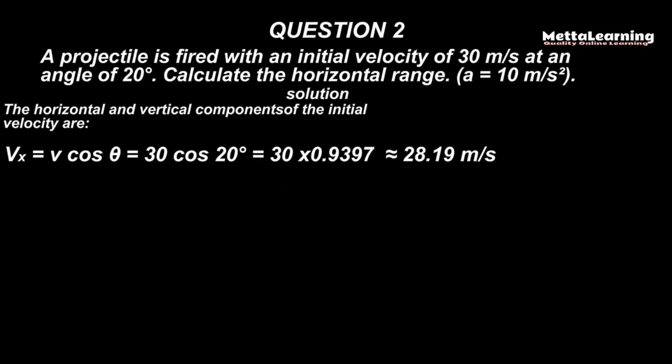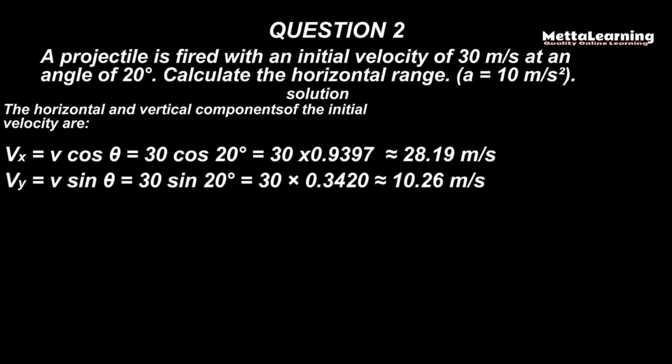So now we have to calculate the initial velocity on the vertical component. That's Vy. Vy equals V sine theta. So that'll be 30 sine 20, which is 30 times 0.3420. That'll give you 10.26 meters per second.